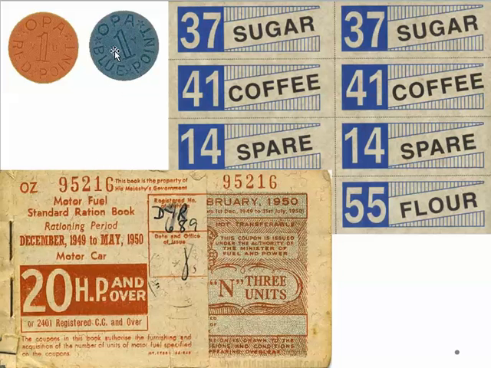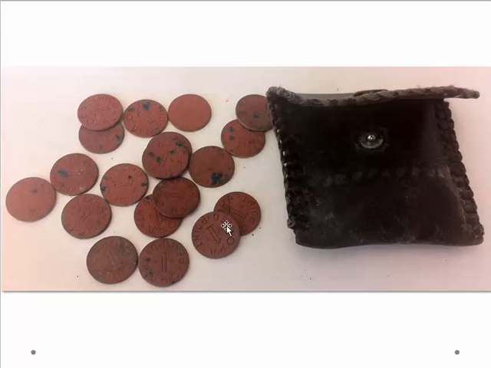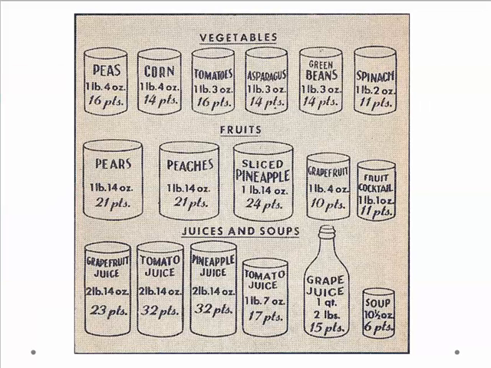And this is one blue point. Here's one for, let's see, a spare tire or flour. And this came in a ration book from the government. They'd give you this and have these little coupons in there, and you had to save these up and get certain points before you could buy scarce items. And here's a little pouch where these rations were kept.